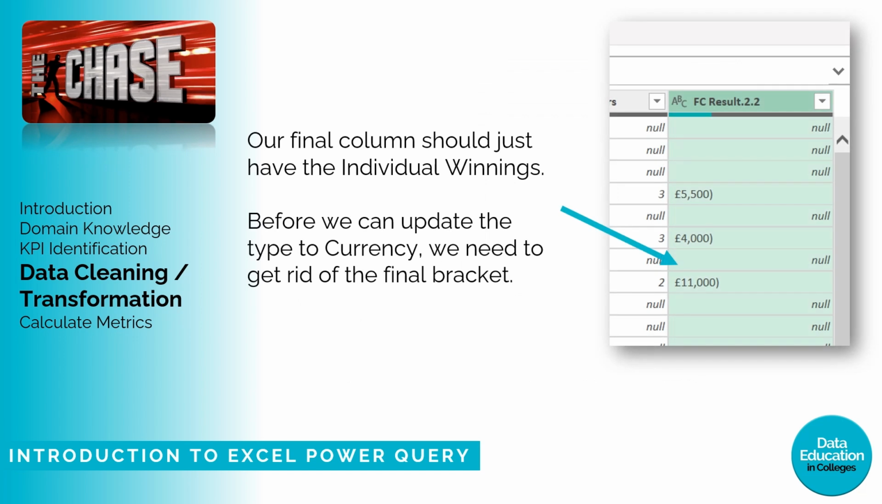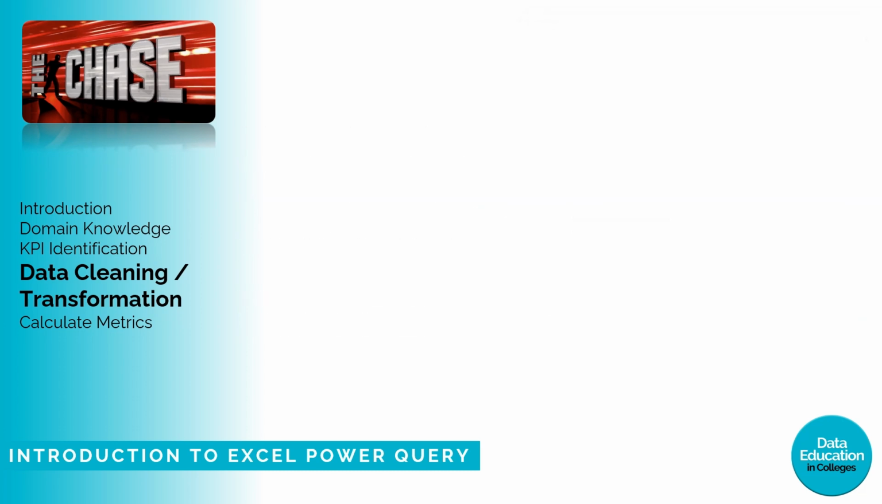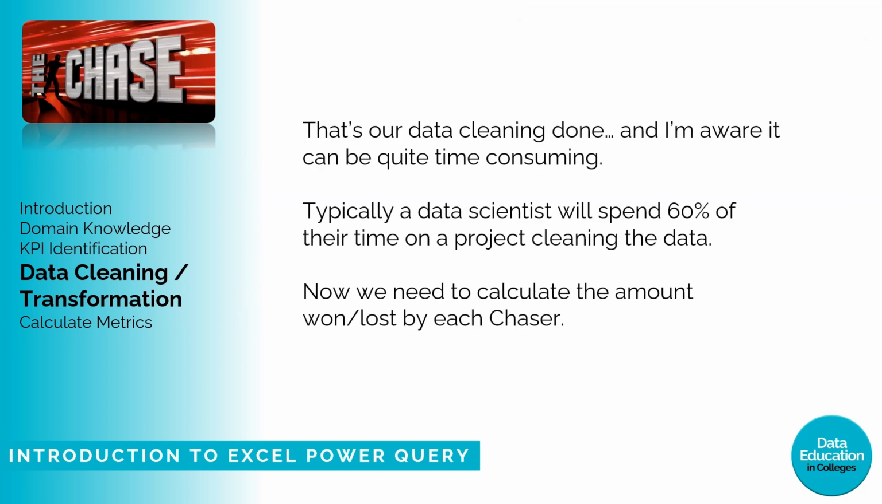The final column should just have the individual winnings. But before we can update that to currency, let's get rid of that final bracket. Go replace values and replace closing bracket with nothing. We're basically saying take that bracket, throw it away. Update to currency and rename that column individual winnings. I know that's quite time consuming, but dirty data in, dirty results out. It really makes sense to tidy your data up.